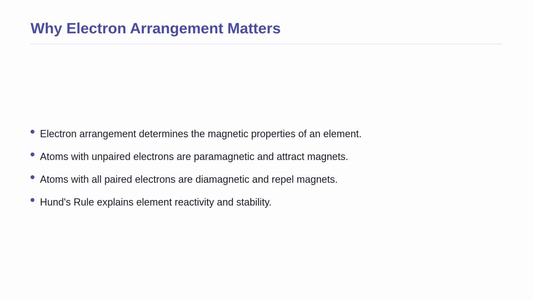You might wonder why we care so much about how electrons sit in their microscopic seats. The arrangement of these electrons directly determines the magnetic properties of the element, which is incredibly important in real-world applications. If an atom has unpaired electrons, it is paramagnetic and will be attracted to magnetic fields, which is why materials like iron are magnetic. On the other hand, if all electrons are paired, the atom is diamagnetic and weakly repelled by magnets. Furthermore, Hund's rule helps us understand why certain elements are highly reactive while others are stable, guiding the creation of everything from industrial catalysts to the batteries in our smartphones.